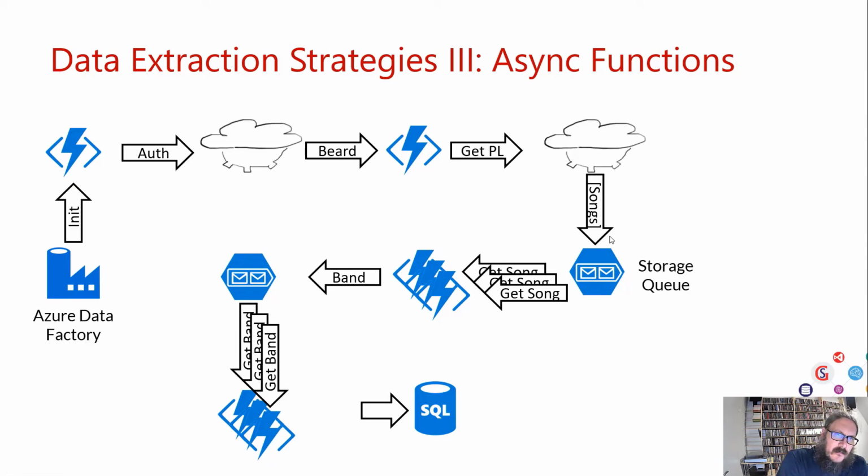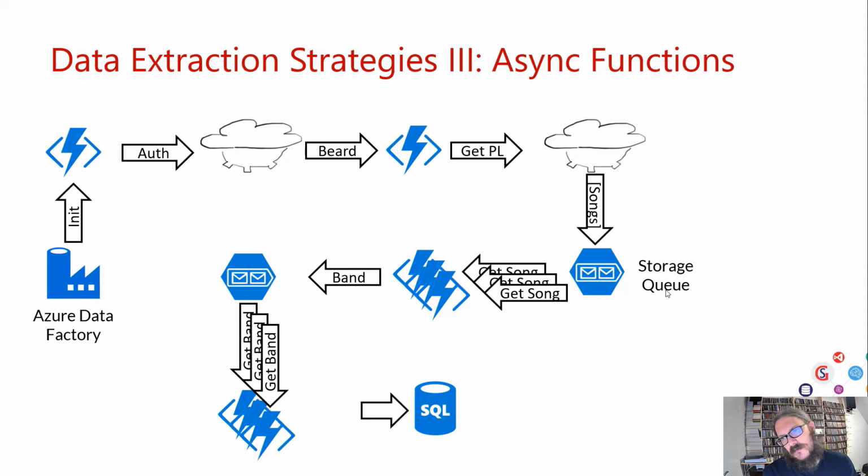And now, instead of working with these song IDs directly, what I do is place all of them in an Azure storage queue. Queues come with storage accounts for free, and you can just place items in that queue. As I mentioned before, Azure functions have many different triggers, and one of them is, fortunately, a storage queue trigger. So now, if I place an item in my storage queue, my function gets triggered to get the information of that song.